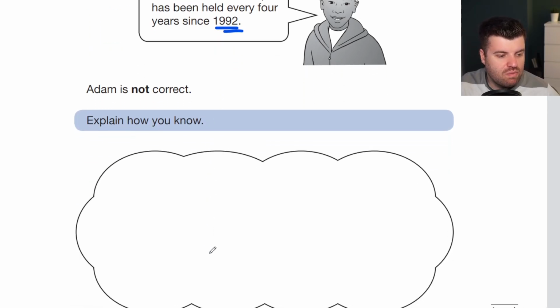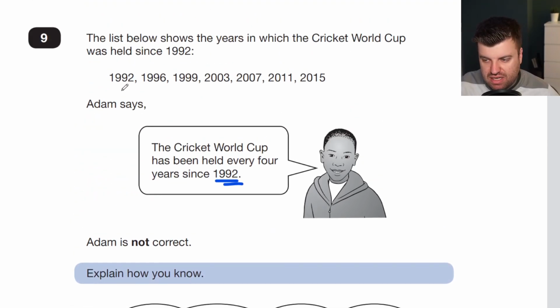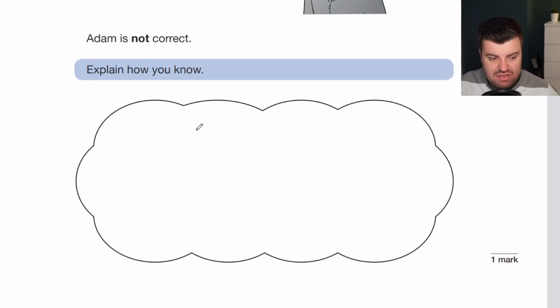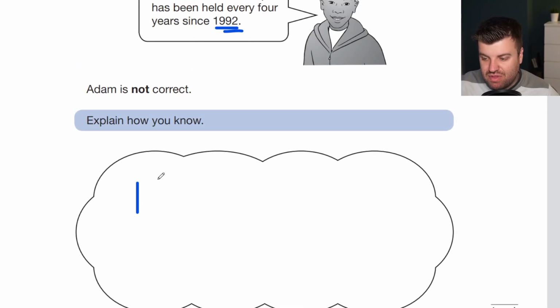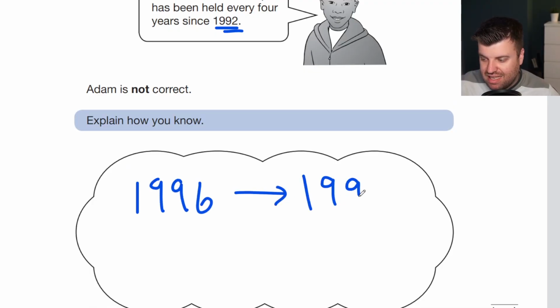We're going to have to explain it in words down here, but let's start off by actually looking at the maths. Every 4 years, 92 to 96 is plus 4. He's right so far. 96 to 99, straight away there's a problem. If it was every 4 years, it should be 2000. This is plus 3. So down here in words, what you'd have to do is explain how going from 1996 to 1999 is not 4 years. It is not 4 years.